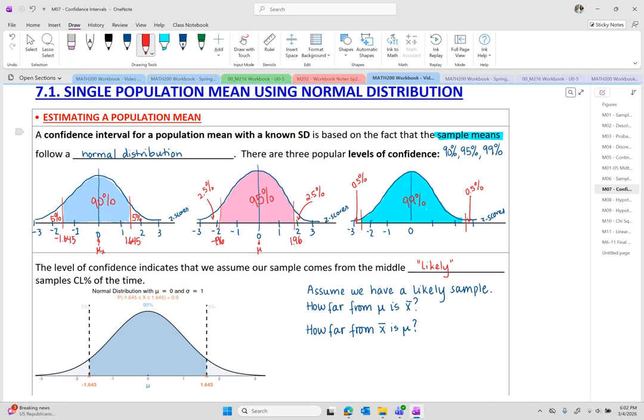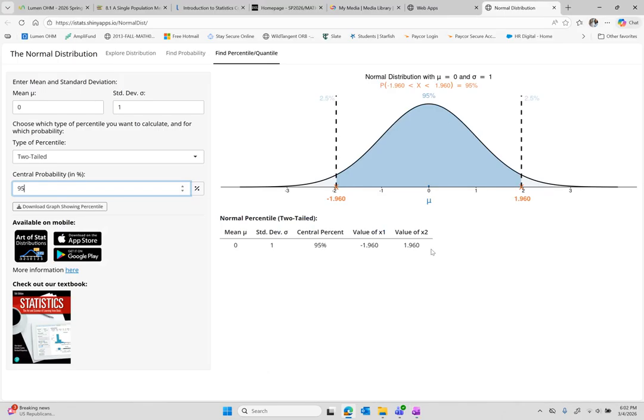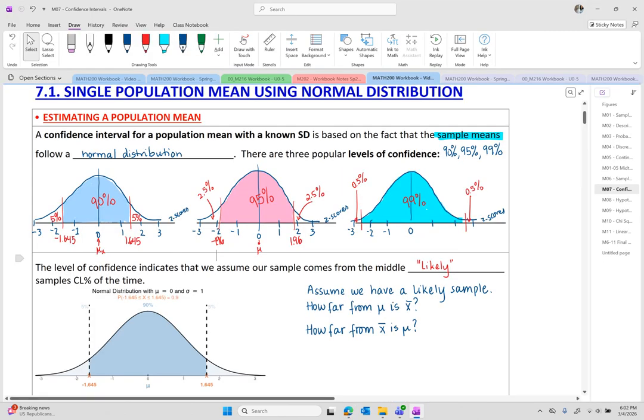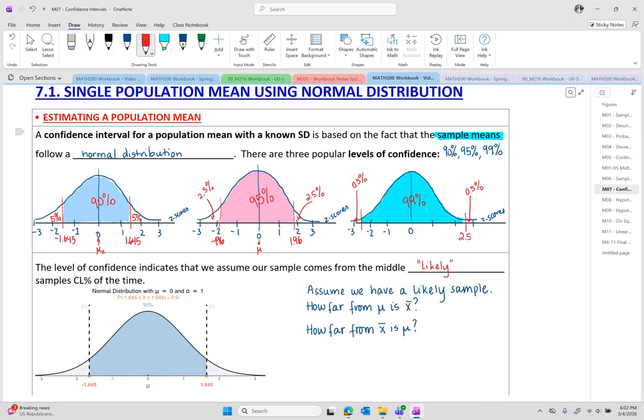And if I want a 99% confidence level, that means I'm looking for 99% of the samples to have a mean coming through this interval. I'm going to change the central probability to be 99, and I am at z-scores from 2.576 to the right to 2.576 to the left. And again, remember, this is how many standard deviations your value will be away from the mean.